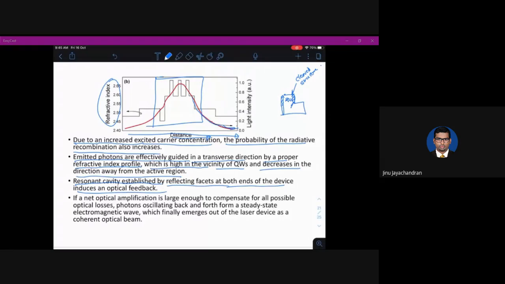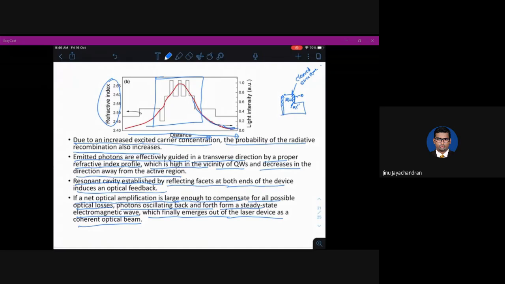So the reflectivity of one side of the cleaved structure will be around 100%, and the other side will be around 95%, so that some amount of light can be obtained out. If the net optical amplification is large enough to compensate for all possible optical losses, photons oscillating back and forth form a steady state electromagnetic wave, which finally emerges out of the laser device as a coherent optical beam.